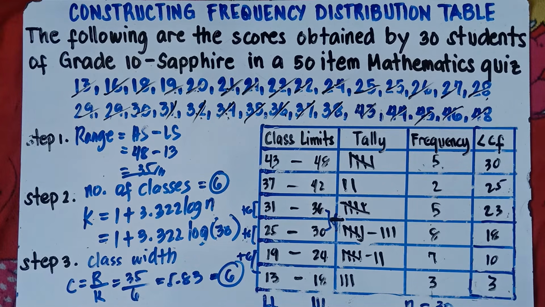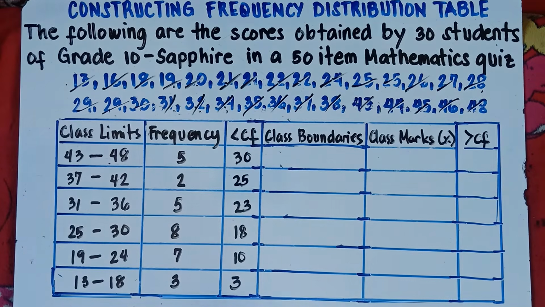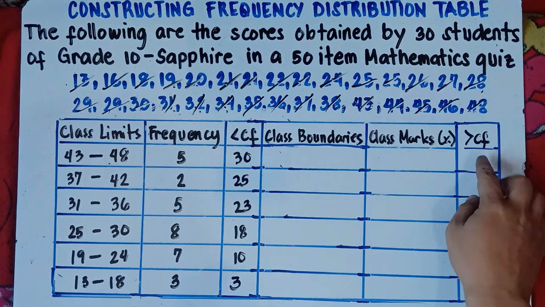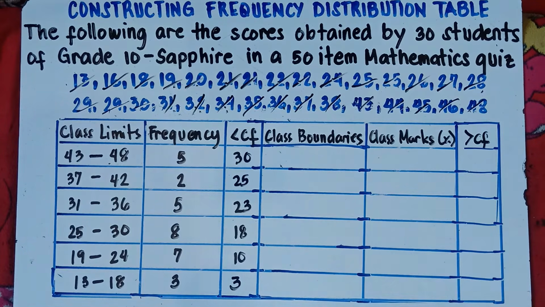Alright, so last one, class. Let's find class marks, then class boundaries, and we're all set for constructing the frequency distribution table. So last one, finding class boundaries, class marks, and greater than cumulative frequency. Once again, a while ago, we found less than cumulative frequency. Now, what if the teacher asks you to find greater than cumulative frequency?